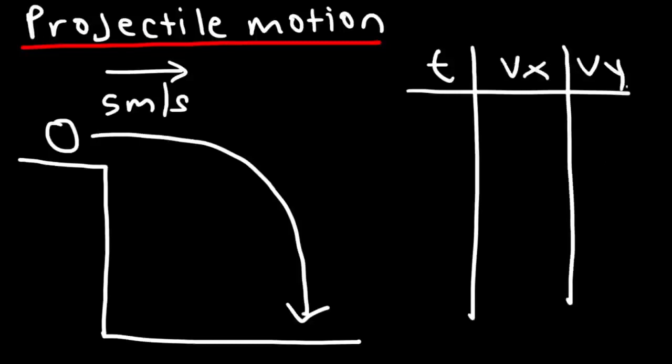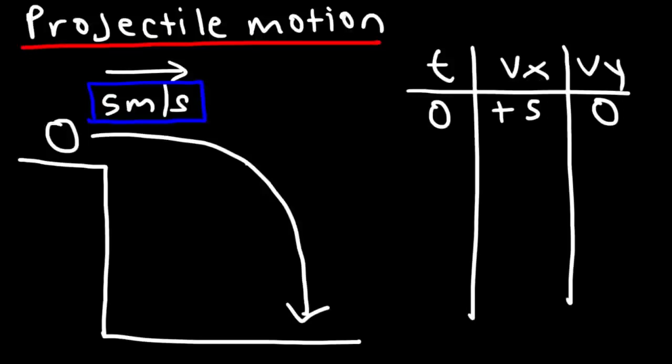So initially, when t is 0, Vx is positive 5, because at that instant, it's moving only in a horizontal direction. So if you look at the trajectory, this line is only going to the right. It's not going up or down, it's just going to the right. Now, the vertical velocity is 0 because it doesn't have any component in the y direction.